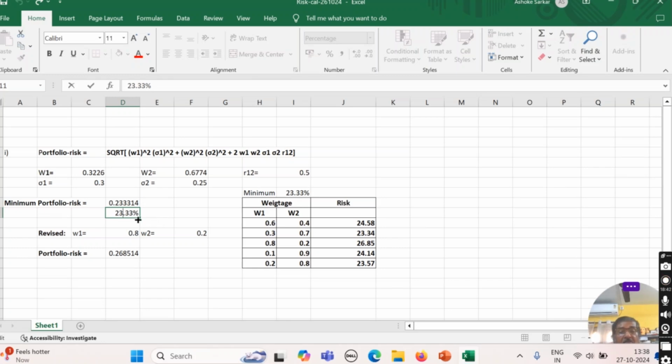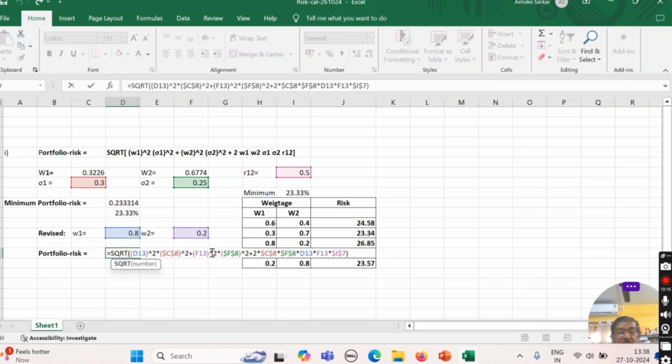Now I am changing the proportion. What is the minimum proportion? The minimum proportion is this, W1 this, W2 this, or WS you can say, WD is this like that. But now I am changing, say I am taking W1 0.8, then definitely W2 will be 0.2. The sum total is 1. If you put it in this risk formula, then see what will be the portfolio risk. This is the formula for portfolio risk.